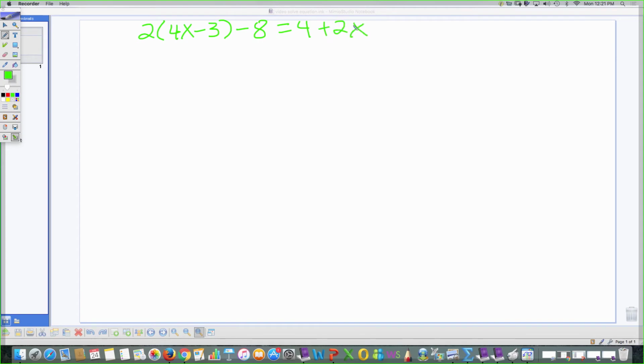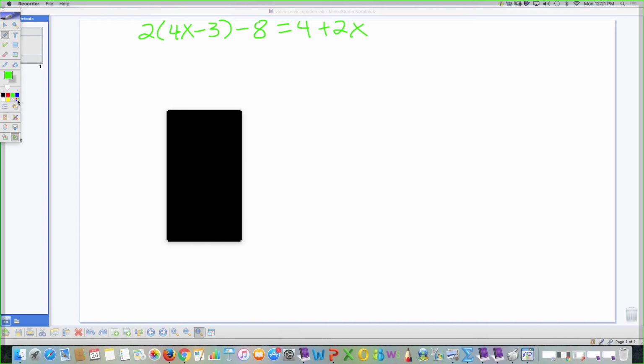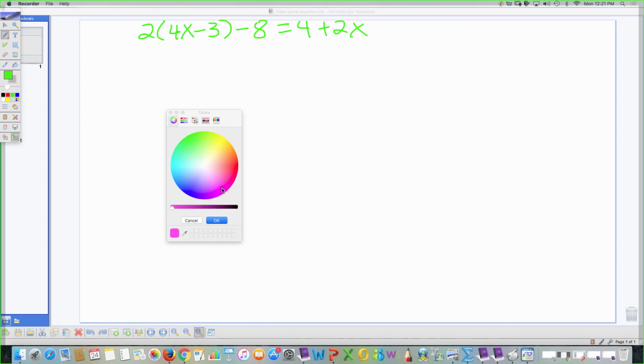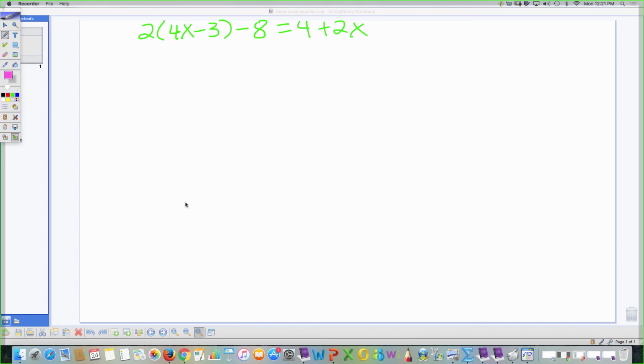And we could draw this with tiles, but we don't have to. We're going to try and work on it without the tiles. So I'm going to get a nice hot pink pen here. And so we have two groups of 4 x tiles and 3 negative tiles. Okay. So I could make those tiles, or I can do the algebra and show the distributive property. So I'm going to distribute the 2.